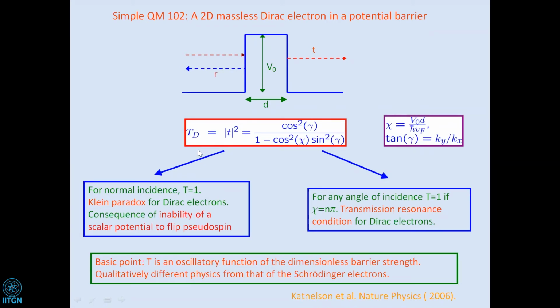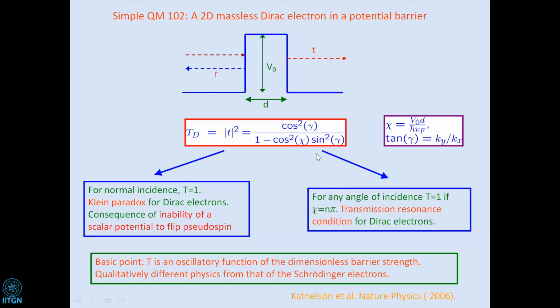So you find that in this limit, the transmission probability goes as cos square gamma divided by 1 minus cos square chi sine square gamma, where gamma is the angle at which this electron approaches the barrier. It's tan inverse of ky over kx. So in my picture, the barrier is along x, and the electron approaches this with an angle theta, and that theta, or what I have written gamma here, is tan inverse of ky over kx.